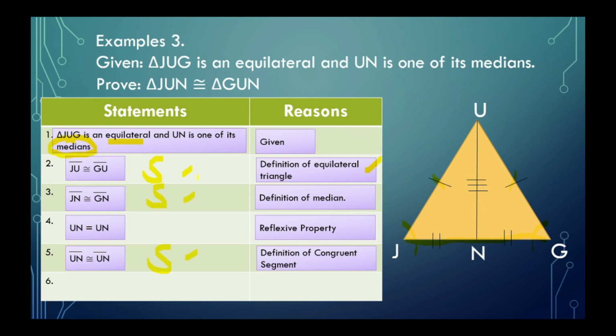So, kung naka-form na tayo ng postulate, ano nga ba ang ating ilalagay sa last statement kung mayroon na tayong na-form na postulate? So, last statement, susulat natin yung prove na triangle JUN is congruent to triangle GUN. Reason? SSS congruence postulate. So, that is how we prove triangle congruence using the 3 congruence postulates.